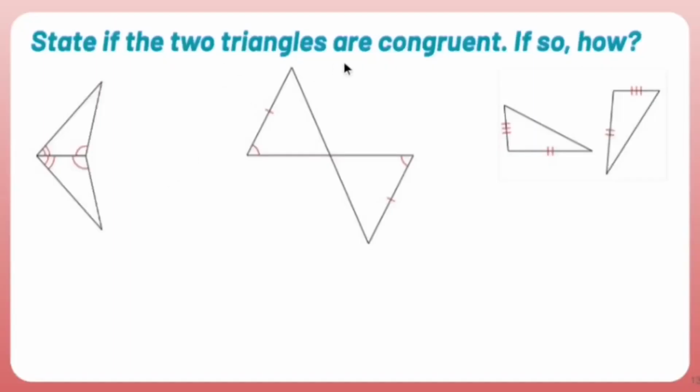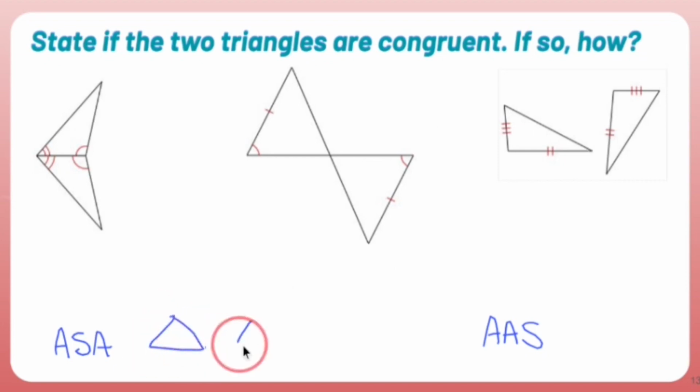State if the 2 triangles are congruent. If so, how? The 2 triangle congruencies we're going to look at are ASA and AAS. Now, in a previous example, we did SSS and what was it? ASA? No, SAS. Okay, we're doing ASA here. Also, ASA is a way that you can call your friend. Anyway, what does ASA look like?